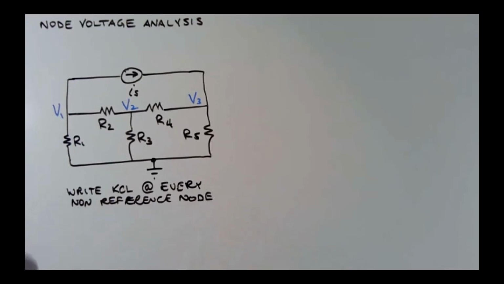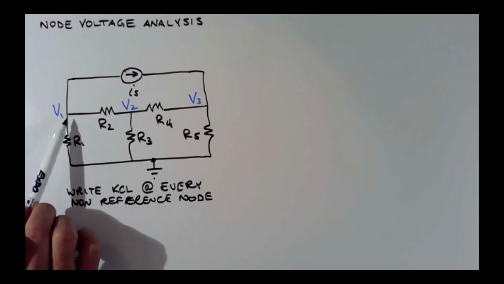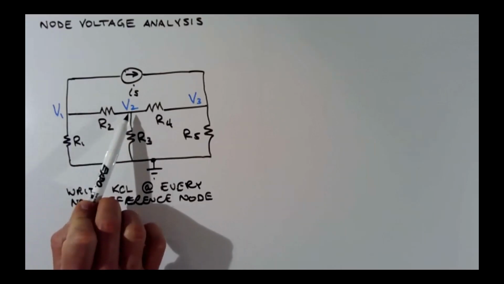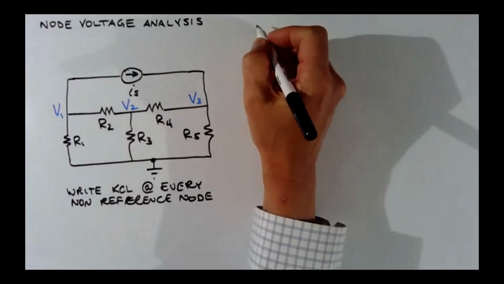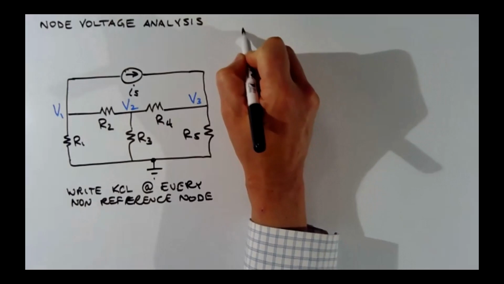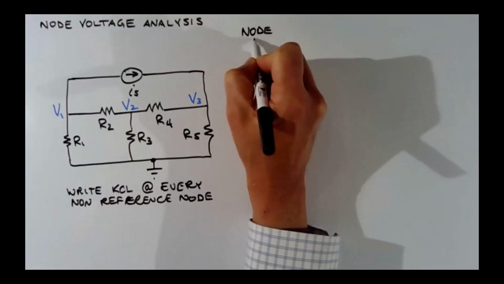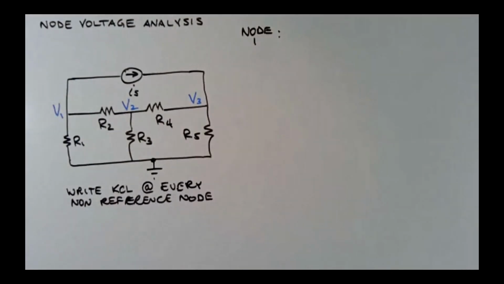So that says we're going to write a KCL equation at every non-reference node. Okay, so what's that mean? We're going to write a KCL equation at the V1, V2, and V3 nodes. Those are non-reference nodes, not the reference node. That's the reference node. Okay, here's how we're going to do that. Let's write at node 1 the KCL equation that corresponds to that node.